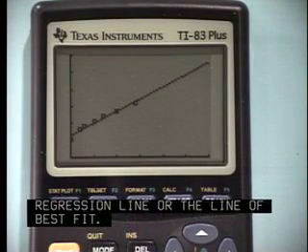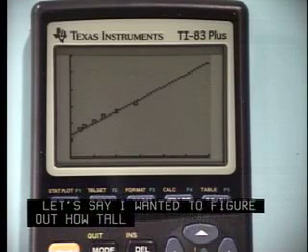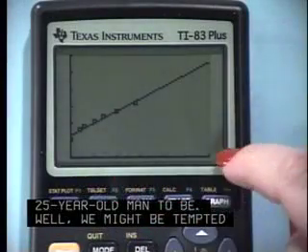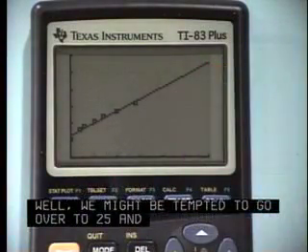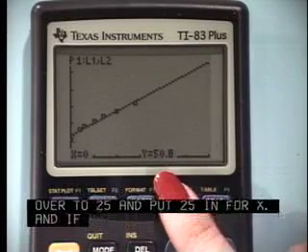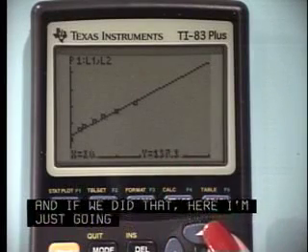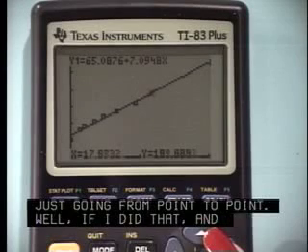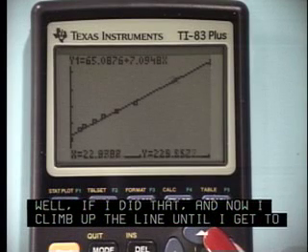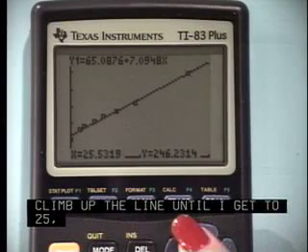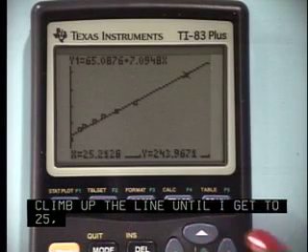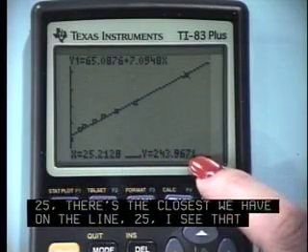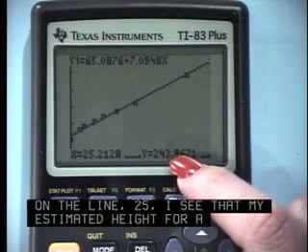Let's say I wanted to figure out how tall I expected a 25-year-old man to be. Well, we might be tempted to go over to 25 and put 25 in for X. If we did that, here I'm just going from point to point, and now I climb up the line until I get to 25. Here's the closest we have on the line, 25. I see that my estimated height for a 25-year-old man is 243 centimeters.